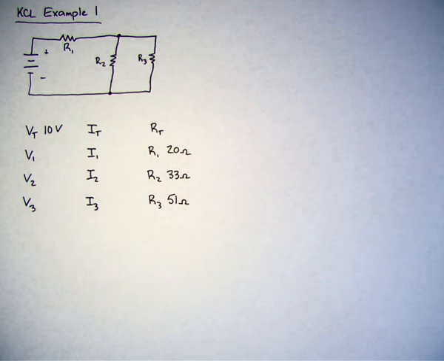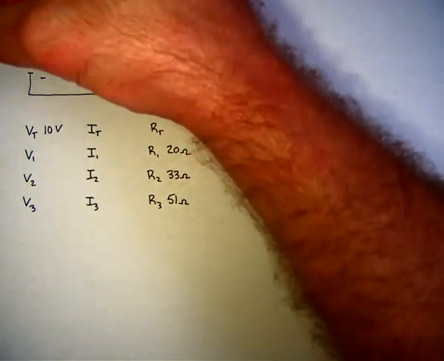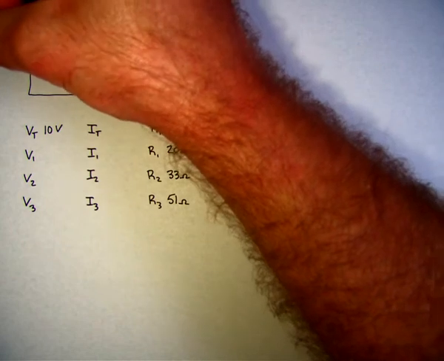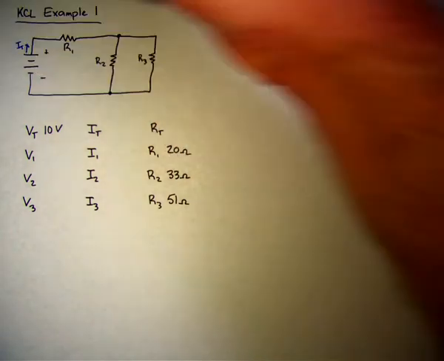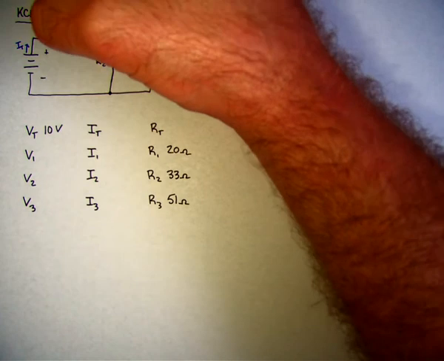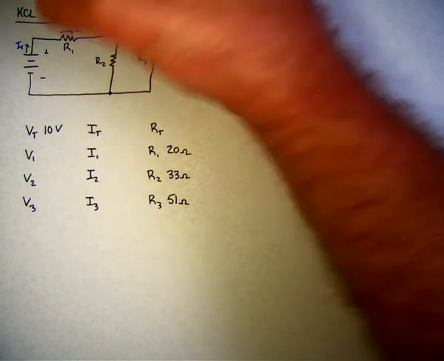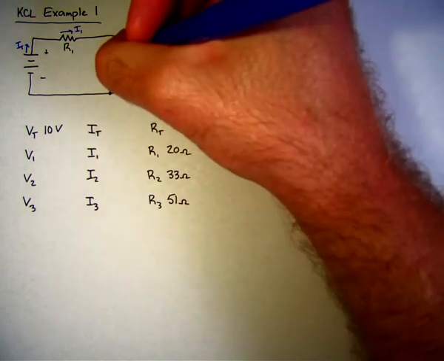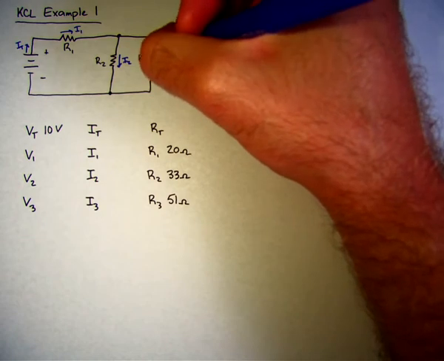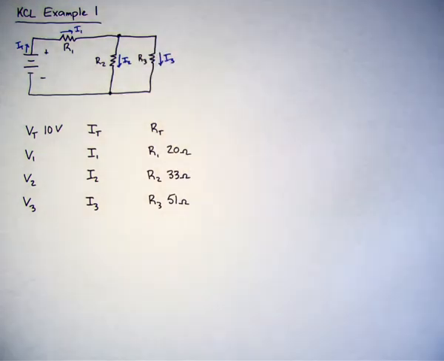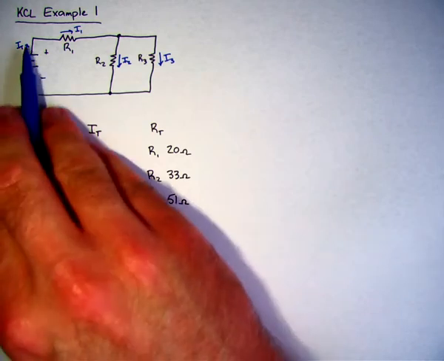Now the first thing I'm going to do here is label my currents. I'm going to call the current coming out of the power supply the total. I'm going to call the current through R1, I1, the current through R2, I2, and the current through R3, I sub 3. Now, if I look at my KCL, I have this node right here.